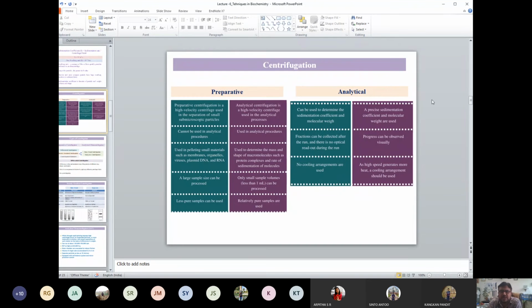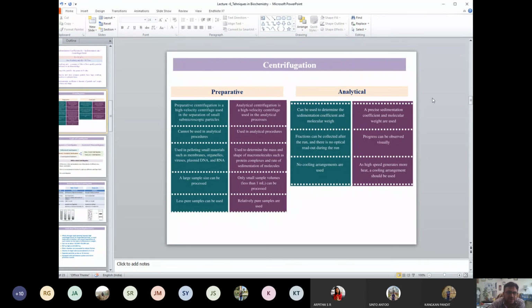So the first and the oldest classification is based on the amount or the volume of sample we are going to use and based on the uses. Based on these different parameters, centrifugation has been classified into two different types. One is called preparative centrifugation and the other is called analytical centrifugation. Here I have listed some of the differences between preparative centrifugation and analytical centrifugation.